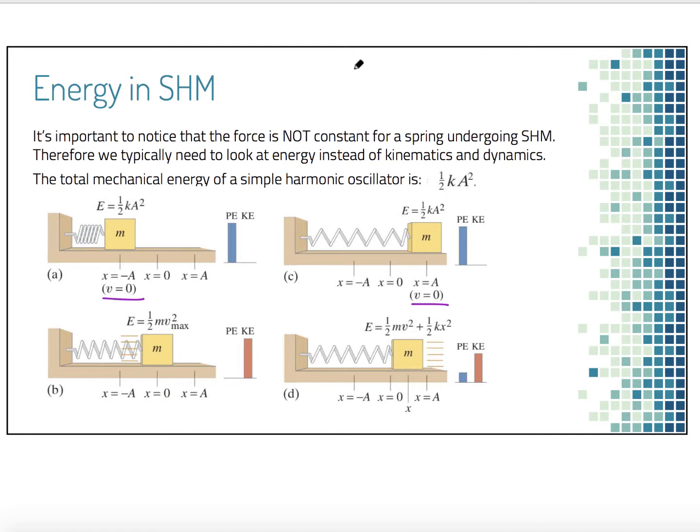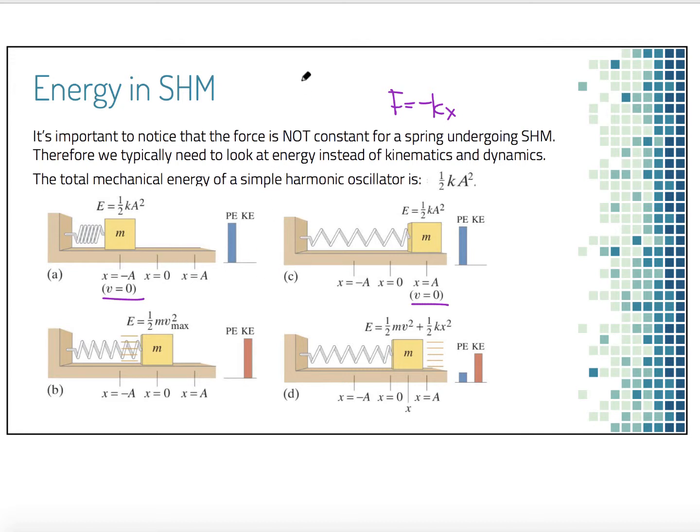Moving right along, we're going to talk about a very important topic, which is energy in simple harmonic motion. As you recall, the force acting on our mass is going to be equal to negative kx, according to Hooke's law. So this force is actually changing as this mass moves. So it's actually very difficult to calculate its acceleration because its force is different at every single location.